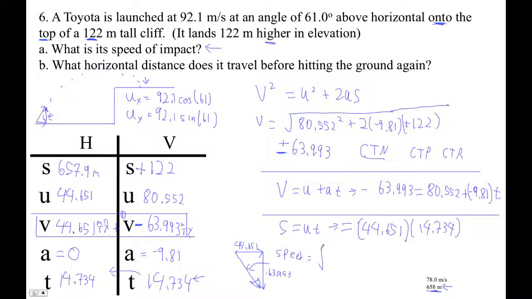Don't forget this. It'd be sad to do all this work and then not know how to do the speed. So that's 44.651 squared plus 63.993 squared, which for me is alpha A squared plus alpha C squared, all under a square root. Let's try it. I get 78.03 meters per second, so with 3 sig figs, 78.0.